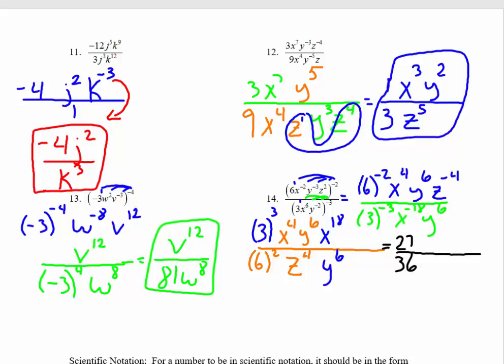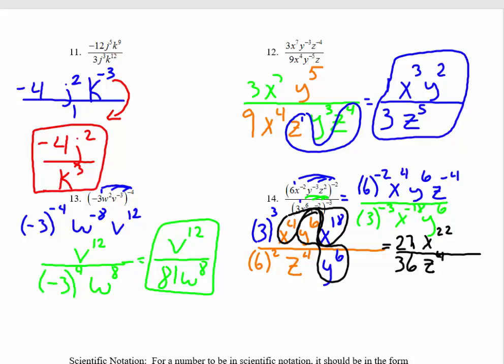Now let's look at our variables. We have an x to the 4th on top and an x to the 18th on top. So when we're multiplying, we add our powers. And 18 plus 4 is 22. When we're dividing, we subtract powers, and 6 minus 6 is 0. And anything to the 0 power is 1, so we do not have any y's. The only thing left on bottom still is z to the 4th, since there was no other z's to combine with.